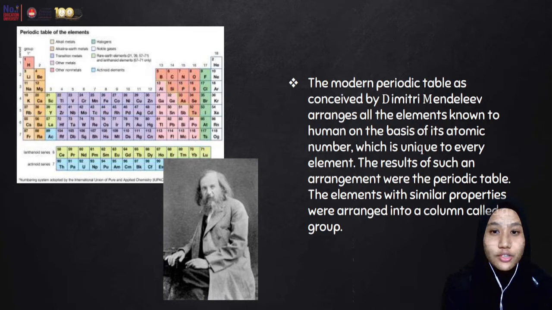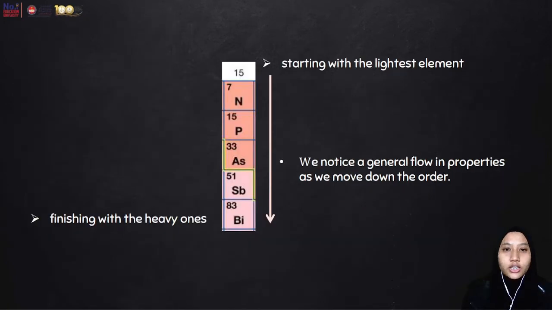The result of such an arrangement was the periodic table. The elements with similar properties were arranged into a column called a group. In Group 15, we start with the lightest element, which is nitrogen, and finish with the heaviest element, which is bismuth. We notice a general trend in properties as we move down the order.